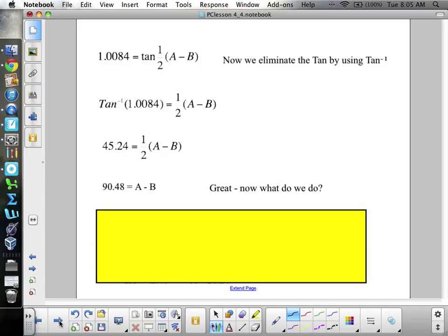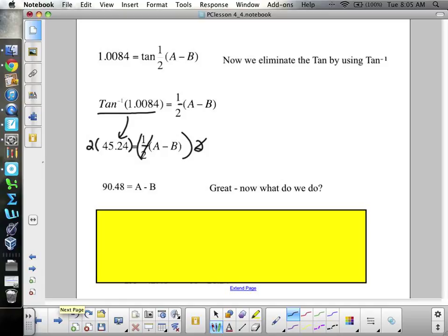I have tangent of 1/2 (a minus b), so I take the tangent inverse of both sides. When I do that, I still have 1/2 (a minus b) as the tan inverse of that. So I take the tan inverse of this angle, and I get 45.24 degrees is 1/2 (a minus b). I actually have to multiply both sides by 2 to cancel the 1/2. And I get 90.48 equals a minus b.